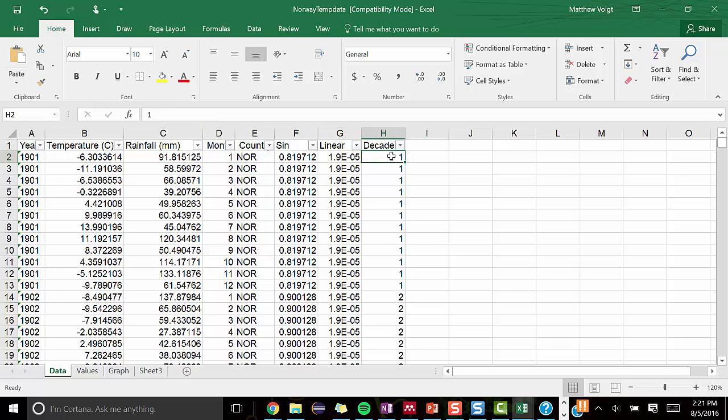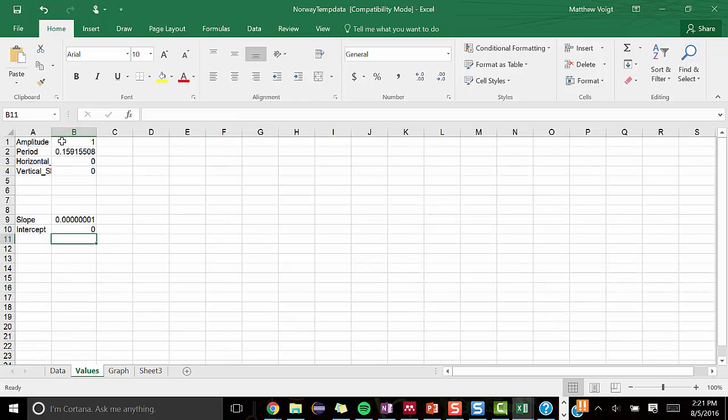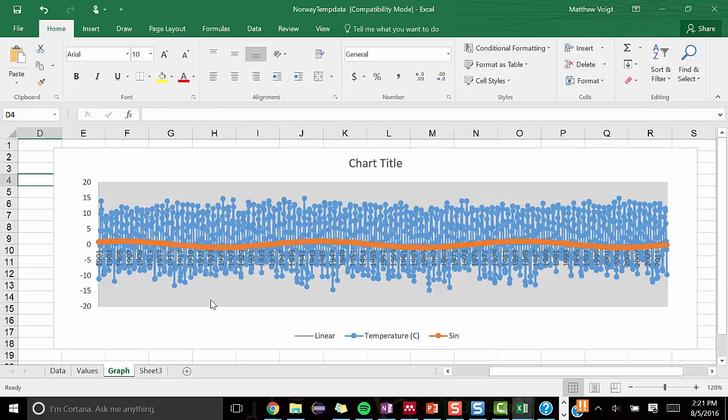And then I also have a year indicator, so if it's 1901, this is 1, 1902 is 2, so it indicates the year in any given decade. And then on this tab, I've defined the amplitude, the period, any horizontal and vertical shift, and slope and intercept, so I can define those and change those in order to get a graph.